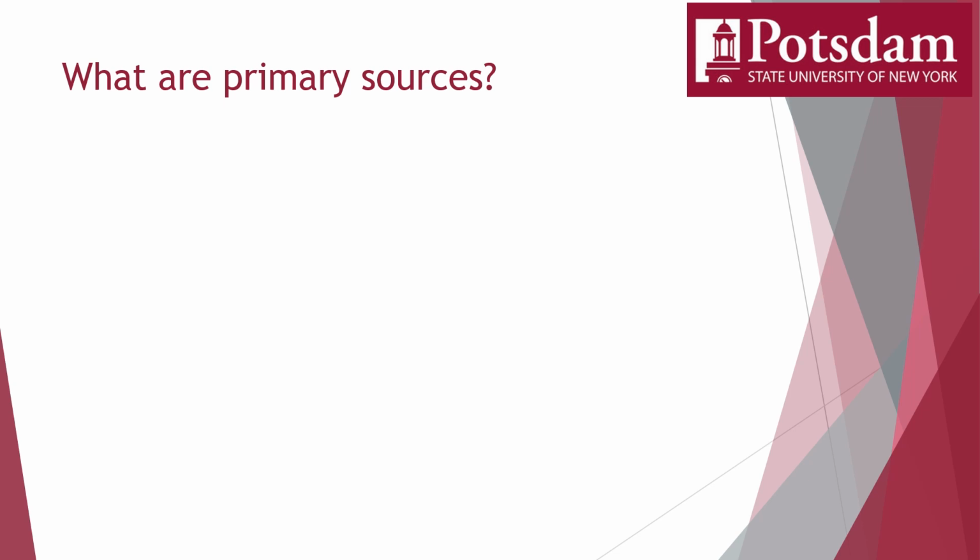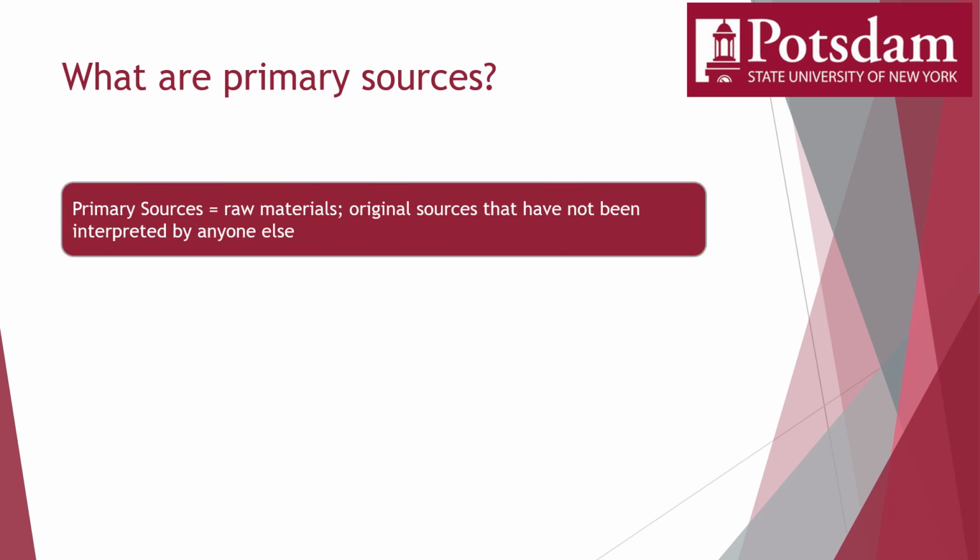Primary sources can be considered the raw materials that scholars use for their research. They are original sources, objects, data sets, or writings that date from the time period you're studying and have not been interpreted by anybody else. When you're using primary sources, you're interpreting their meaning yourself without relying upon anything anyone else has written about them. This is the difference between a primary source and a secondary one.